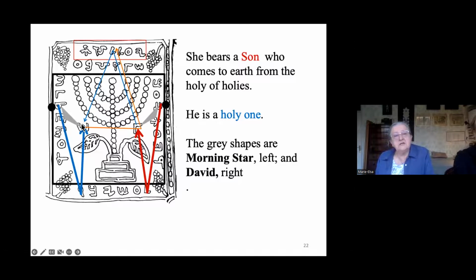So here, she comes down from heaven, and she produces in the Holy of Holies and coming down onto the earth, a Holy One. If you start with the right-hand line, the red line, he comes down to earth and up to his mother. That again is a son. So this is the lady giving birth to her son who comes down to earth. And in the Holy of Holies, she has all these titles. So let's look at the next one.